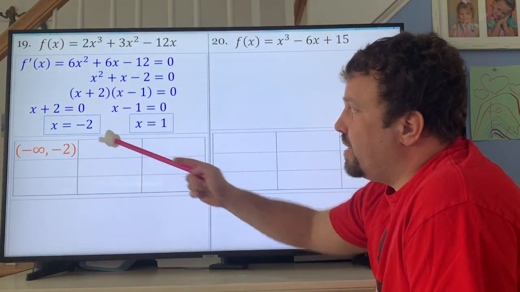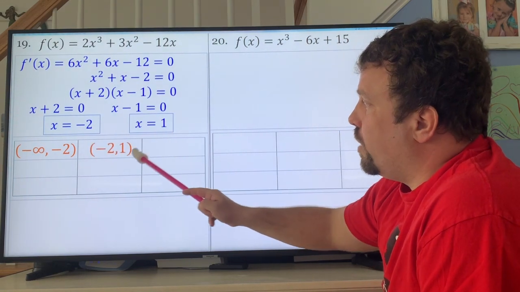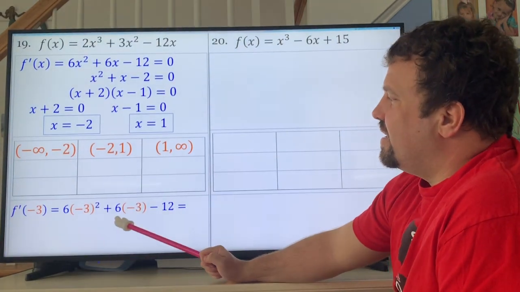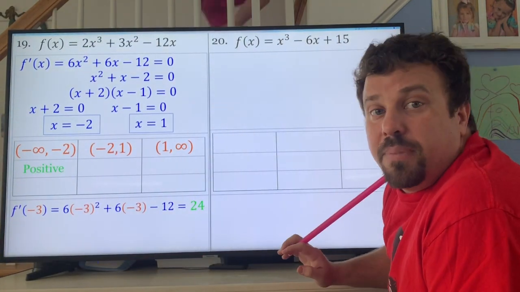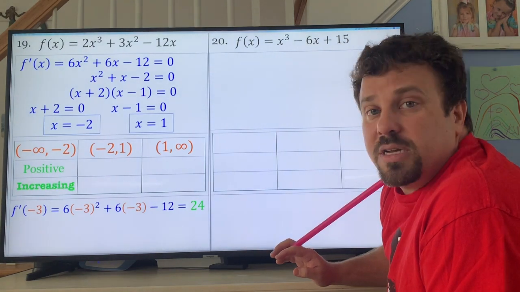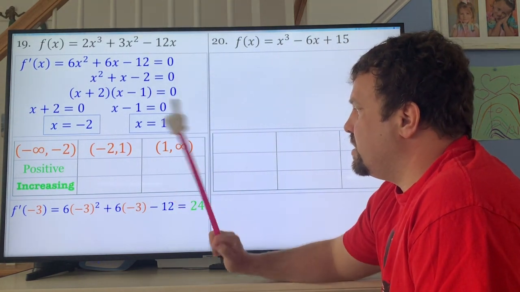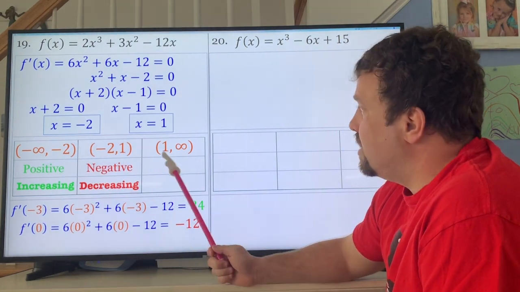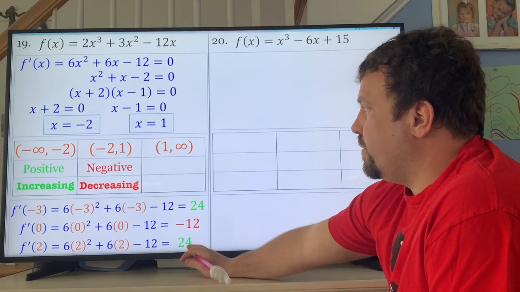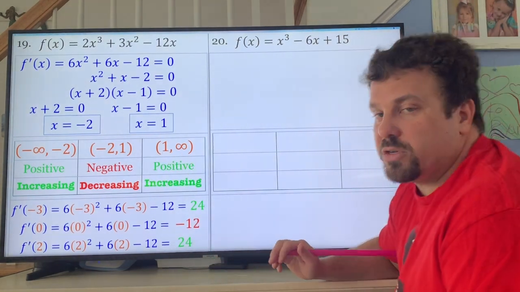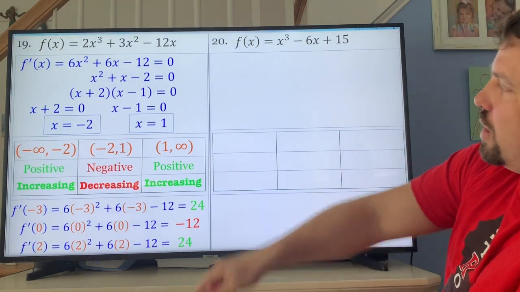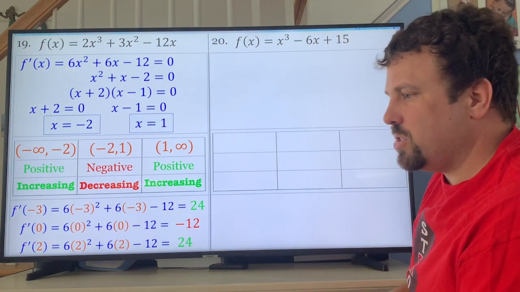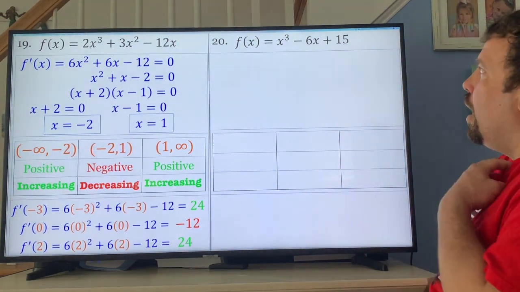So you got from negative infinity to negative 2, negative 2 to 1, and from 1 to infinity. Number between these two is negative 3. That gives 24, a positive number. Positive numbers increase. Right here, good number is 0. Put 0 in there, you get negative 12. Negative 12 is a negative number, so they decrease. Then 2 gives 24, a positive number, which means your graph is increasing. So your graph's going to go up, down, and up. You can plug these in to find the actual points if you want, but we already know how to do that, so it's overkill at this point.